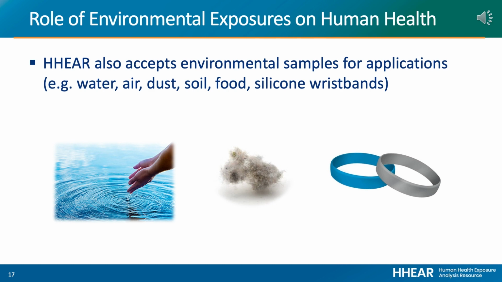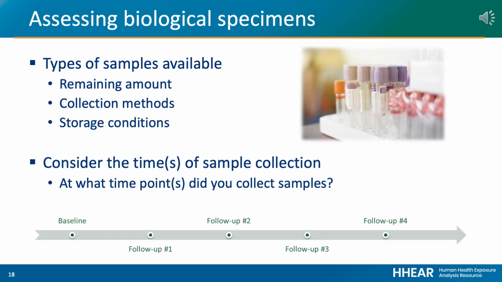for biological specimens. If you have biological specimens and you are interested in environmental exposure analysis, it is important to first think about what types of samples you have available, including how much is left or available for further analysis, the collection methods, and storage conditions. Consider the time of sample collection. At what time point or points did you collect samples? For example, if there were multiple collection points over time, longitudinal, and potentially across various life stages, the study could assess for when people were exposed and if exposures are cumulative.